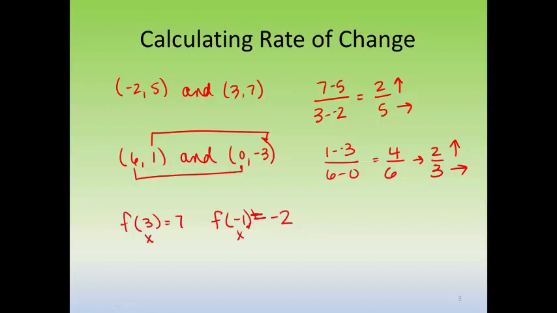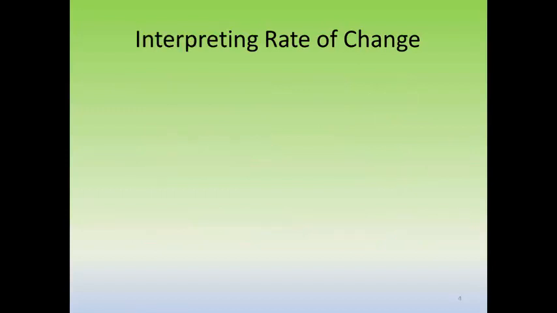So if I use those, again, subtracting my y's would be negative 2 minus 7, negative 1 minus 3. That gives me negative 9 over negative 4. The negatives would cancel, and it's 9/4. That means for every 9 we go up, we move over 4 to the right, calculating the rate of change.